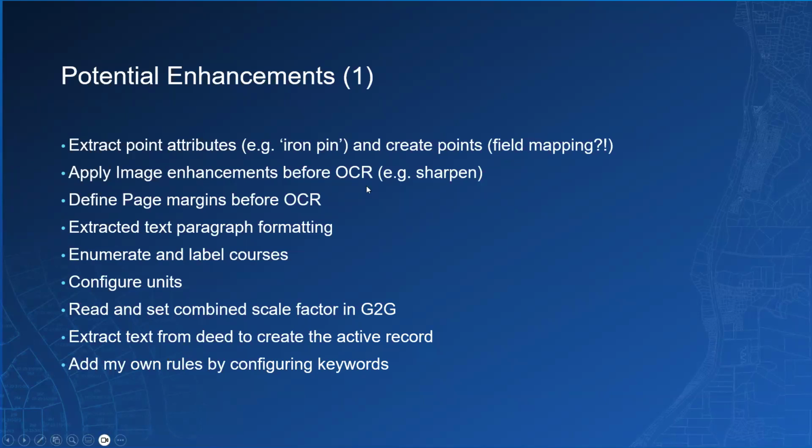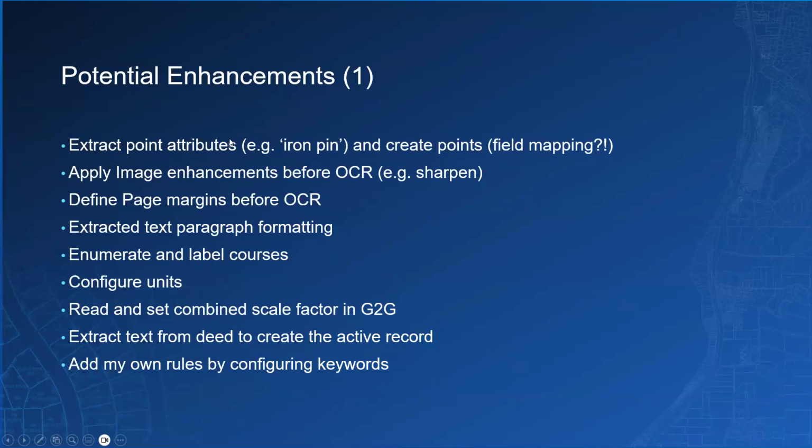So, potential enhancements for COGO Reader. Some of you have been asking to extract point attributes. So if it says iron pin, we would love to know about it, but we would also like to write it somewhere, so to the points. That means, should COGO Reader create points? Where would this information sit? Iron pin in a field called description or in the name field? Should the user be able to do some field mapping to say where that information will reside?